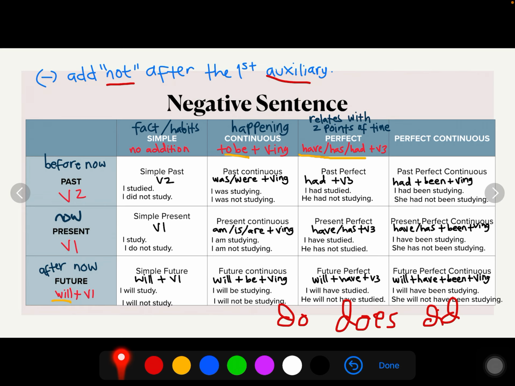Alright, I repeat the explanation here. For the negative sentence, we just need to add not after the first auxiliary. Here are the auxiliaries: to be, have, has, had, and will. And for the simple past and simple present, because there are no auxiliaries in the positive sentence, we need to add do, does, or did depending on the tense. Verb 2 for simple past, verb 1 for present tense.